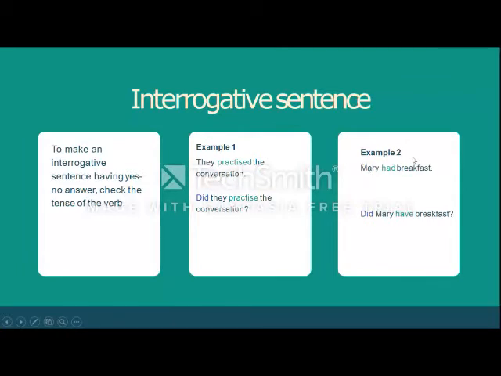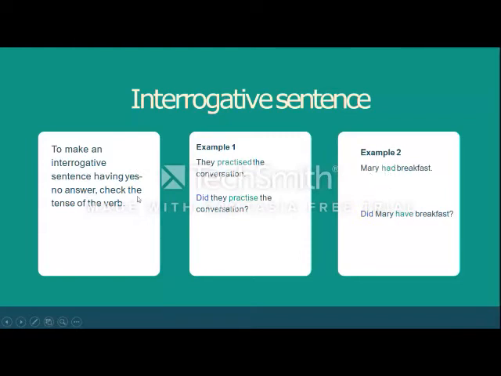Now let's check example 2. Mary had breakfast. Is it a past perfect because it has a had here? No, it is not. Had here is not a past perfect because it is not followed by a past participle verb. In past perfect, what should follow a had here is a past participle verb, or verb 3. But here we have breakfast, which is a noun. So it means that breakfast here is a direct object for the verb had. It means that had here is a past simple.